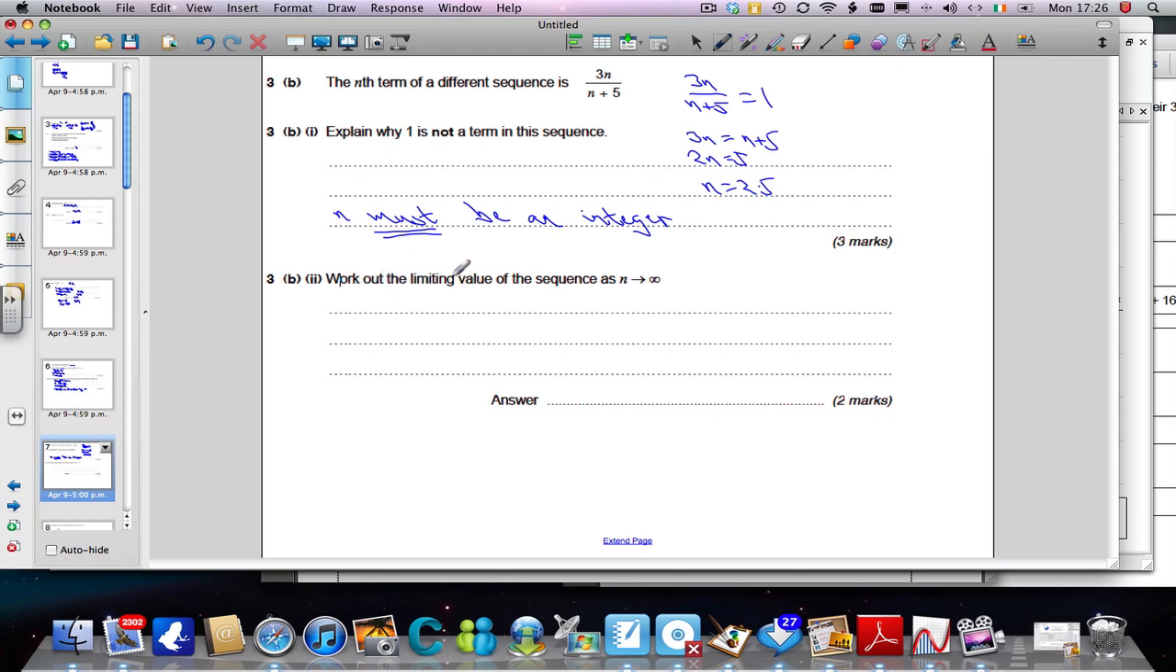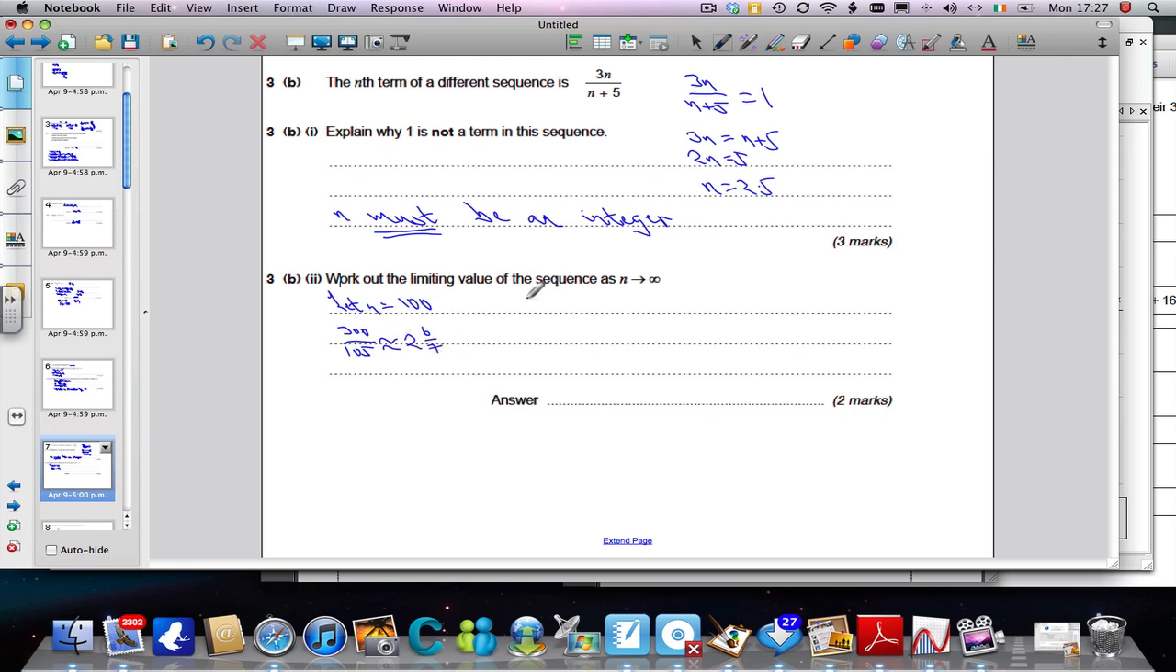Okay, we're asked to show the limiting value of the sequence as n goes to infinity. So basically what it's asking is, what does the sequence head towards as n gets bigger and bigger and bigger? So if we just think about it like this, suppose we let n equal 100. Let's work out the 100th term in the sequence. We would get 3 times 100, which gives us 300, divided by 100 plus 5, which is 105. And that is roughly around 2 and 6/7.